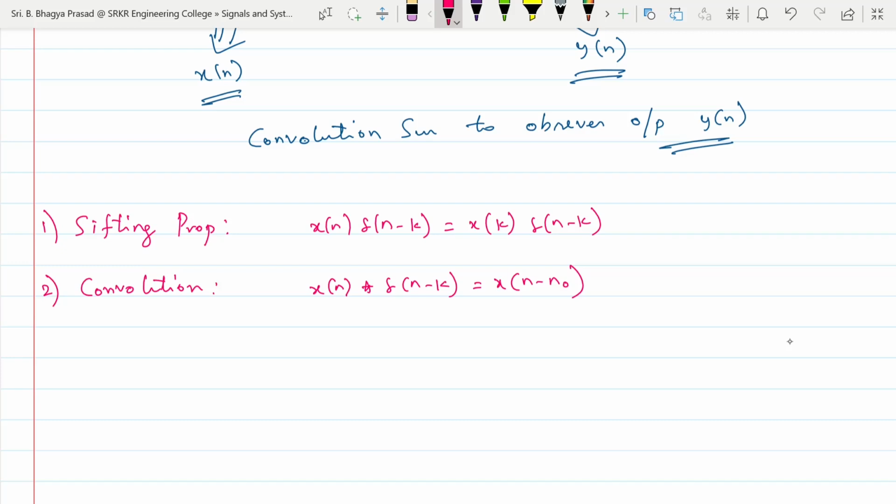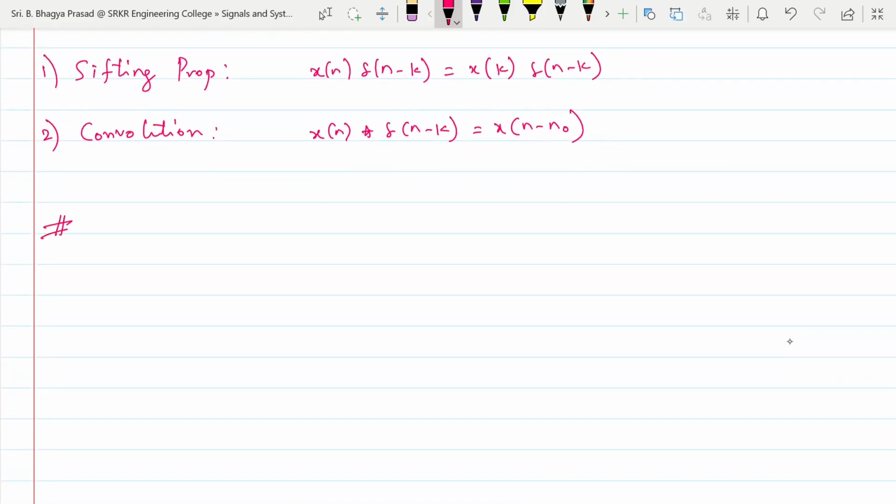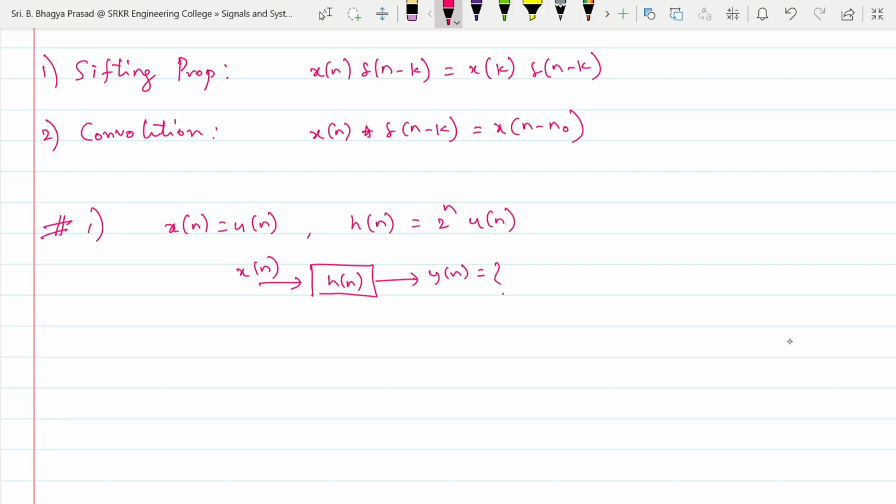Okay, let us see some problems. Let us solve problem 1. Consider x[n] equal to u[n] and another function h[n] equal to 2^n u[n]. So what is the output? For the h[n] system, the given input is x[n]. Let us find out what y[n] is.